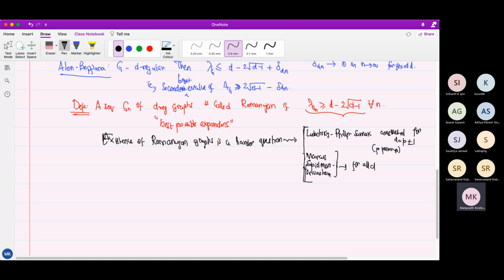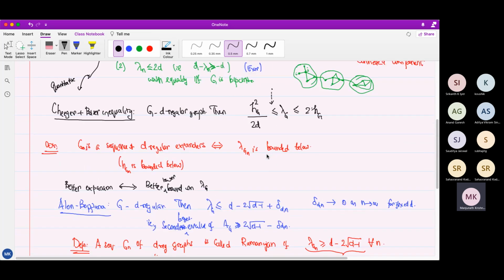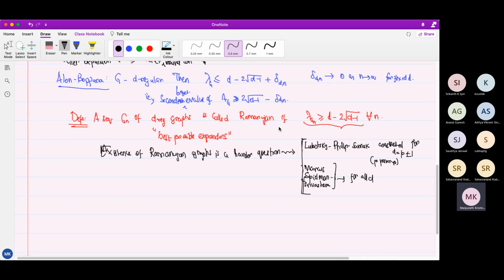This has no number theory or anything, but this has all these stable polynomials and this type of stuff. Okay, so we'll not go there. We'll not go to Ramanujan graphs, we'll only stay with expanders. But you see that Ramanujan graphs are the best kind of expanders. You can't hope for more than this.